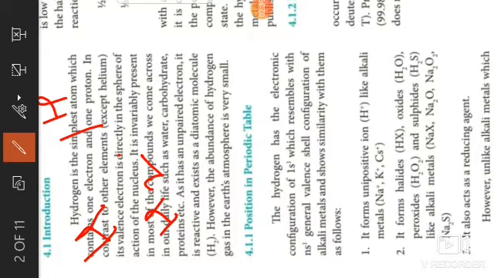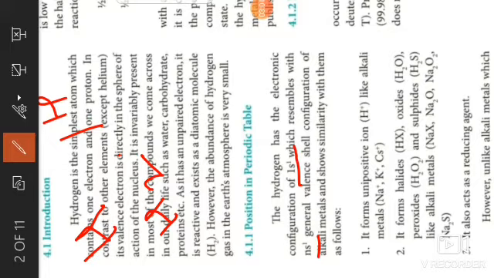Next we are going to see the position in the periodic table. Why is hydrogen placed in the first position of the periodic table? Hydrogen has the electronic configuration 1s1. The outermost shell has only one electron, which resembles the general electronic configuration ns1. That is the reason it is present in the first position of the periodic table.